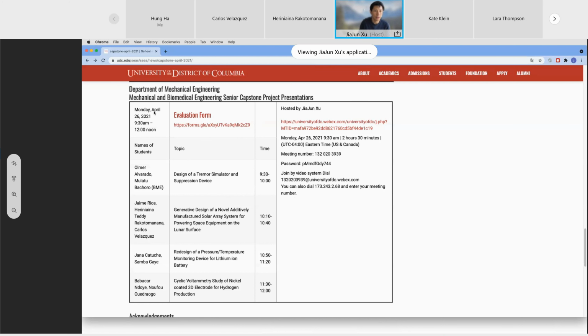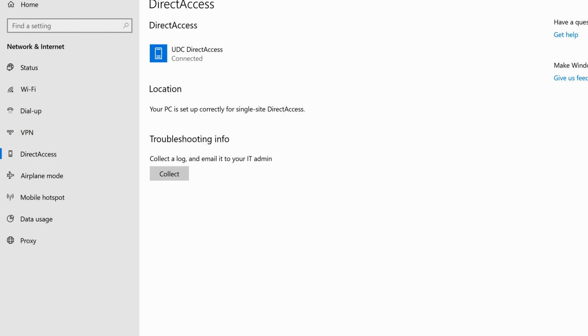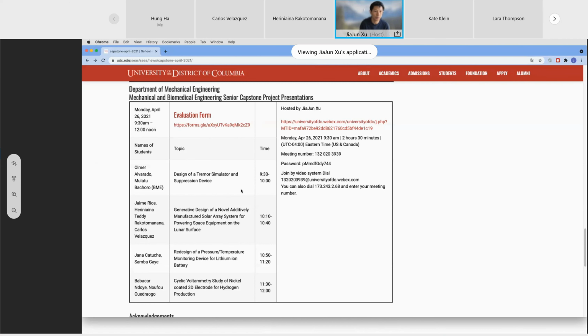So welcome, and today we have four groups of students who will be presenting their senior capstone projects. The senior capstone project started in fall 2020 and continued in spring 2021. So it's almost a one year project, and this year we have four groups working on four different projects.